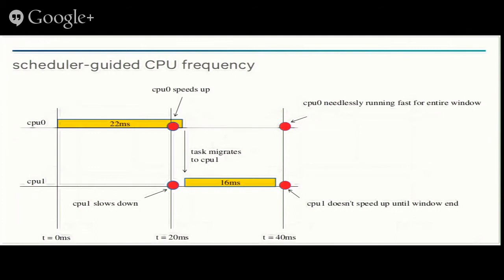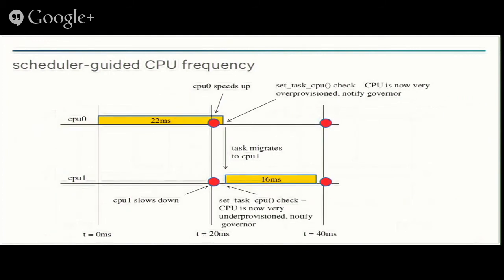So this is where, if we do the right thing, we migrate the load of the previous window along with that task, and provide a notifier, so we can notify the governor when that task migrates to CPU 1. When we change CPU in set_task_cpu, we can evaluate whether the CPU is now very over or under provisioned, and notify the governor. We're not taking control of the frequency completely. We're just telling CPUfreq, hey, you might want to reevaluate things because there's been a big change.